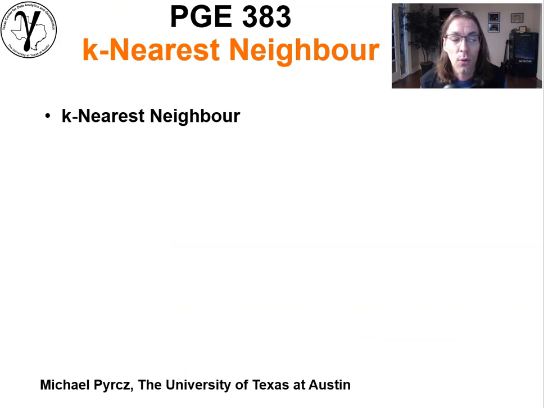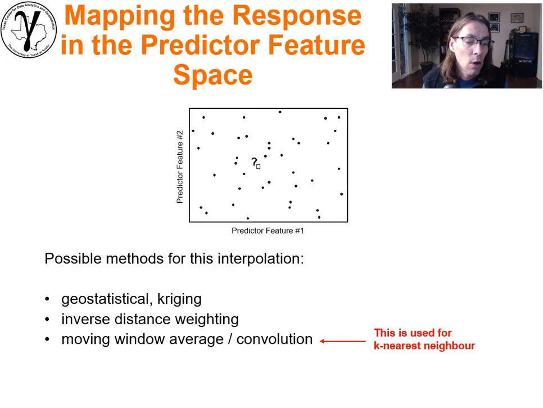Given that quick recap, let's go back to k-nearest neighbor and propose a methodology, going back to what we talked about before, of mapping or interpolating the response within the predictor feature space. What would be the possible methods? I already suggested we could use geostatistical methods. So we could do kriging in a high dimensional space.